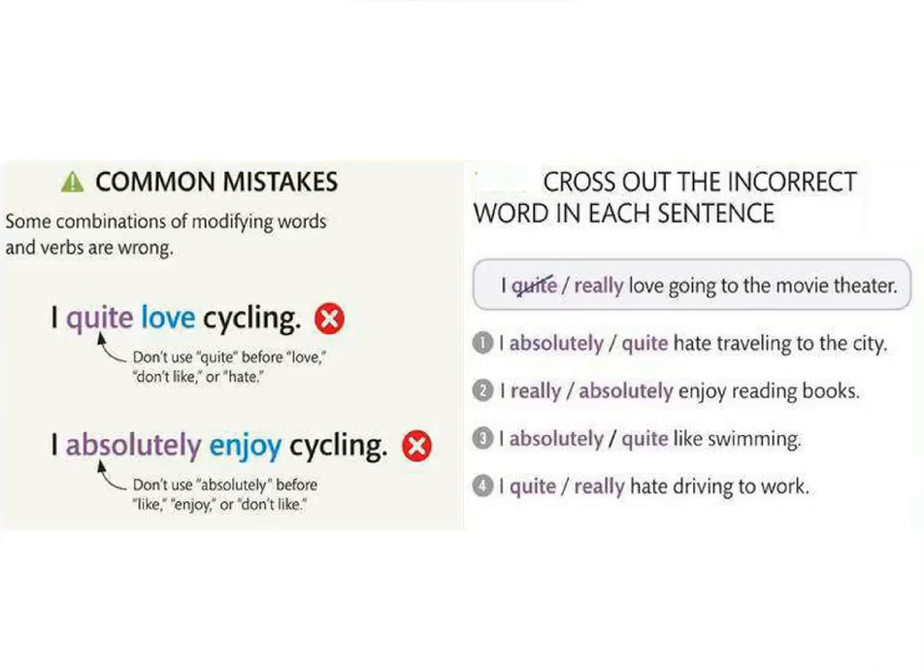Let's cross out the incorrect words here in each sentence. I really love going to the movie theater. Number one, I hate traveling to the city. I absolutely hate traveling to the city. We said absolutely is for strong feelings of hate or love.